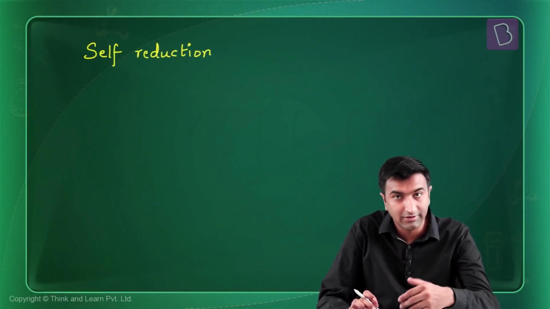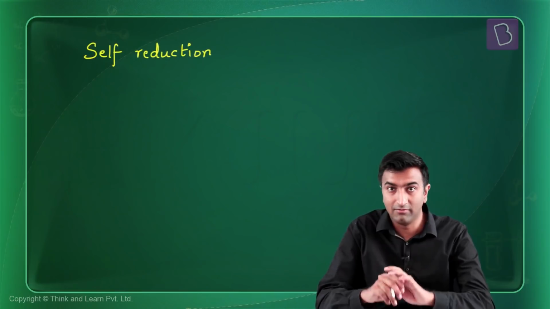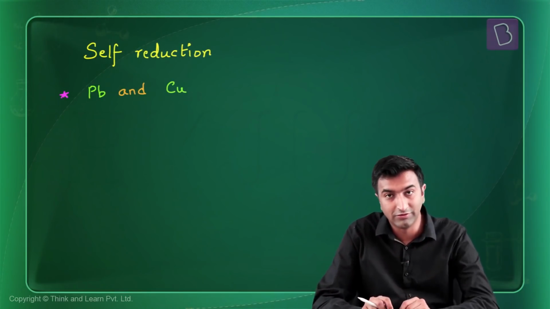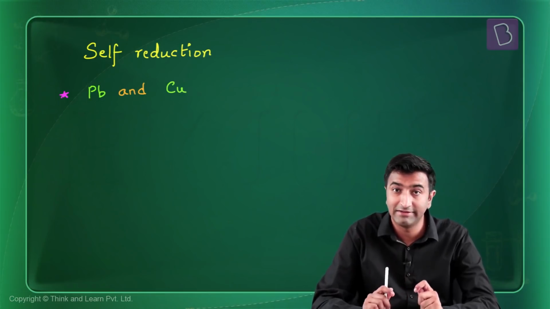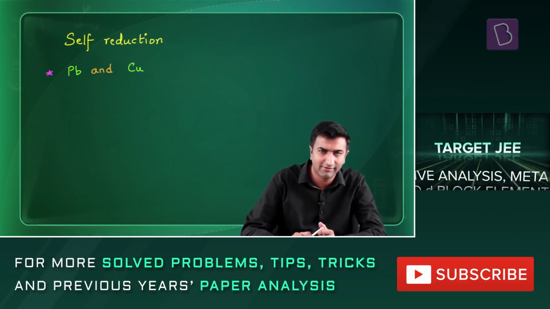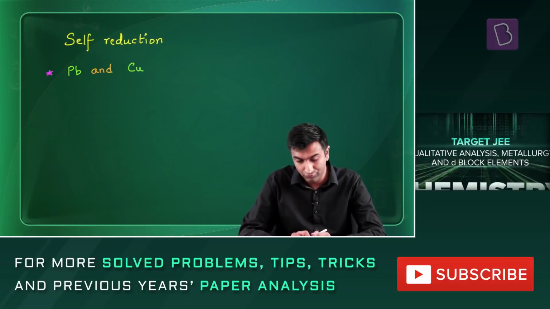On to self-reduction. Again, tested in the JEE Advanced exam. Lead and copper undergo self-reduction. Very important. Probably the most important idea from metallurgy that is tested time and again. Because it's very weird. Why does that even happen? But pretty cool too.